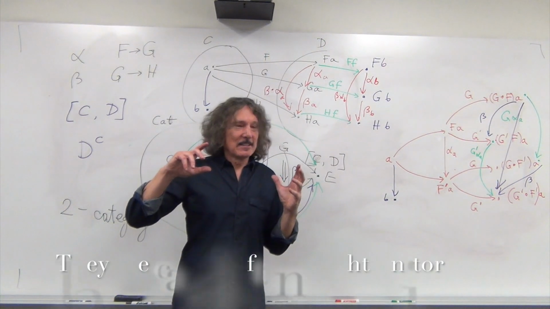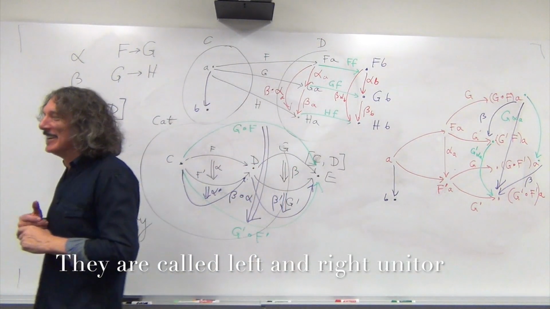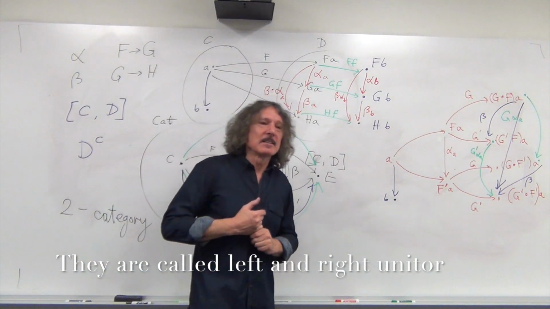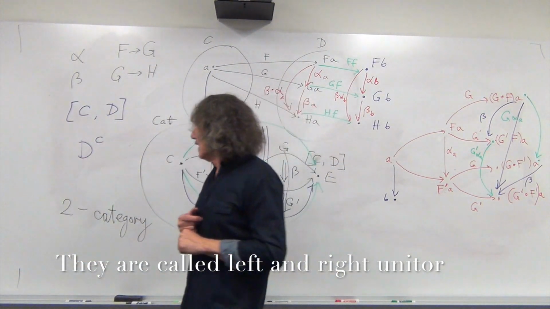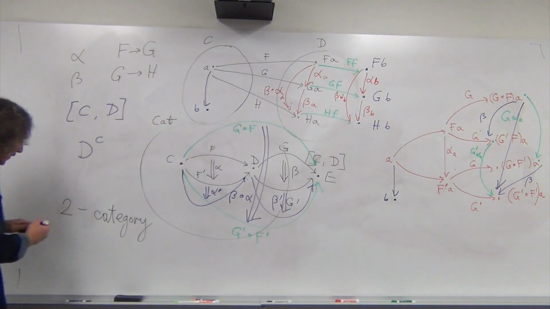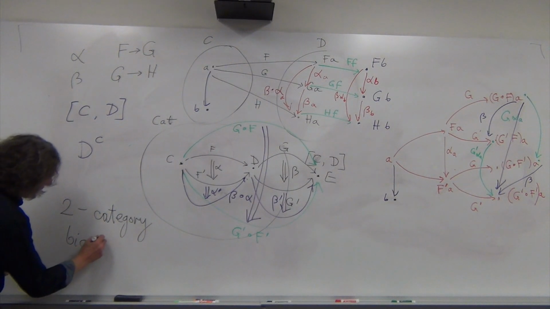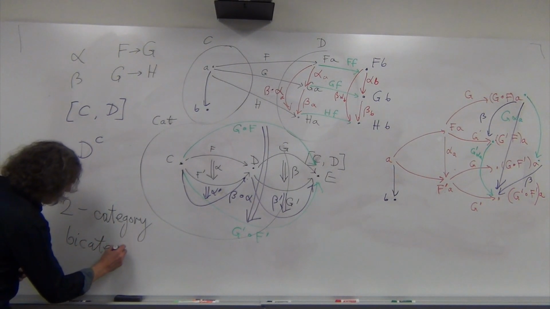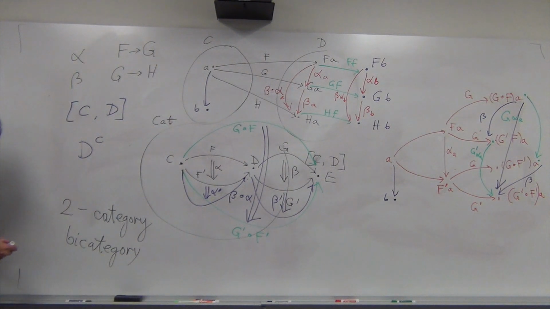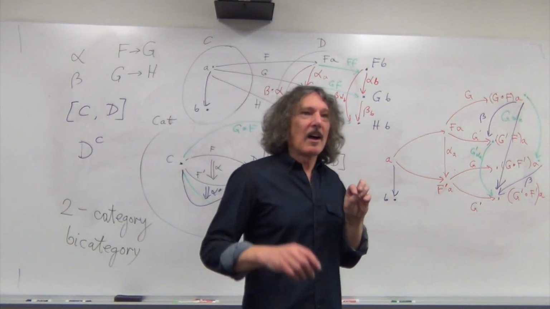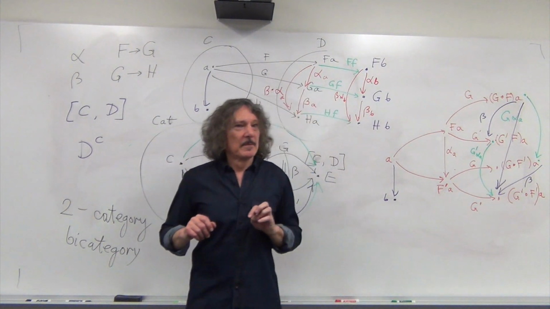What is it called? Identitor? No, I don't know what it's called. Right? So if we start defining the stuff up to isomorphism, then suddenly from a two category, we are getting into something called a bicategory. There is a subtle distinction between two category and bicategory. In a bicategory, categorical laws are up to isomorphism. Okay?